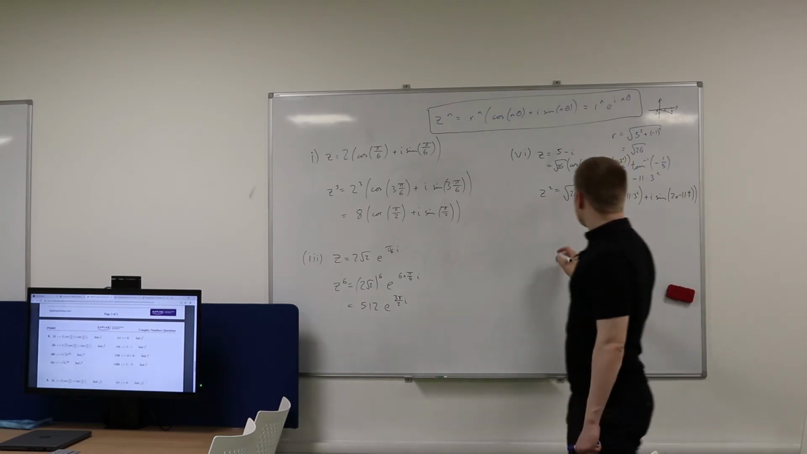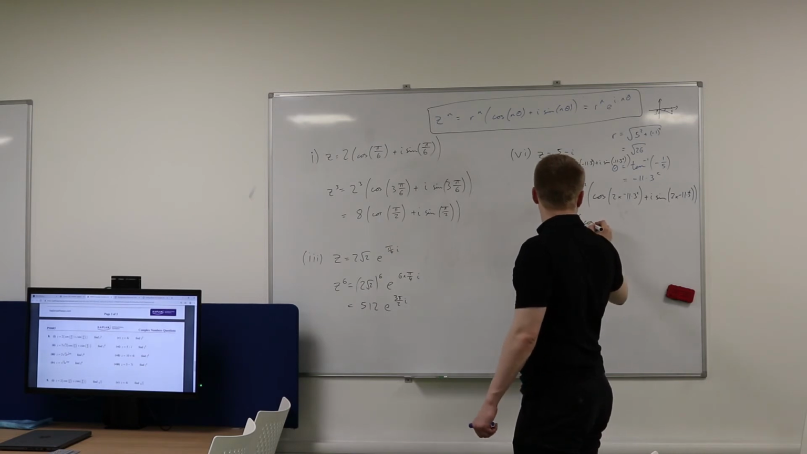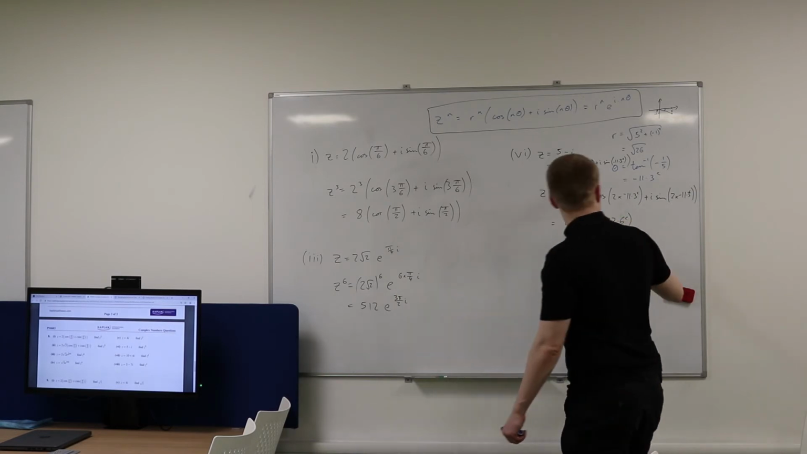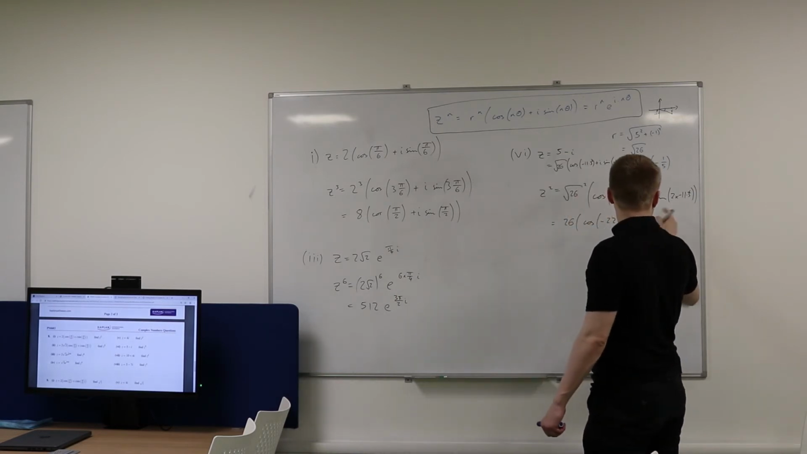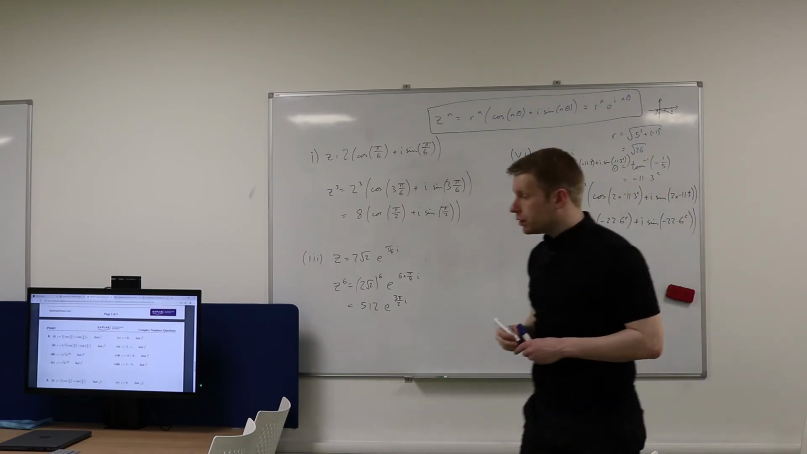Okay, and then I just tidy it up. So root 26 squared is just 26. And I get cosine of negative 22.6 radians plus i sine, 2 times a negative 11.3 is 22.6 radians, like that. And that's your final answer.